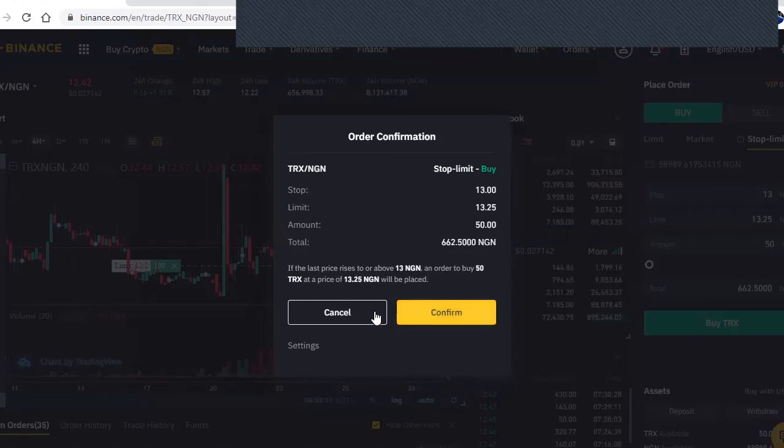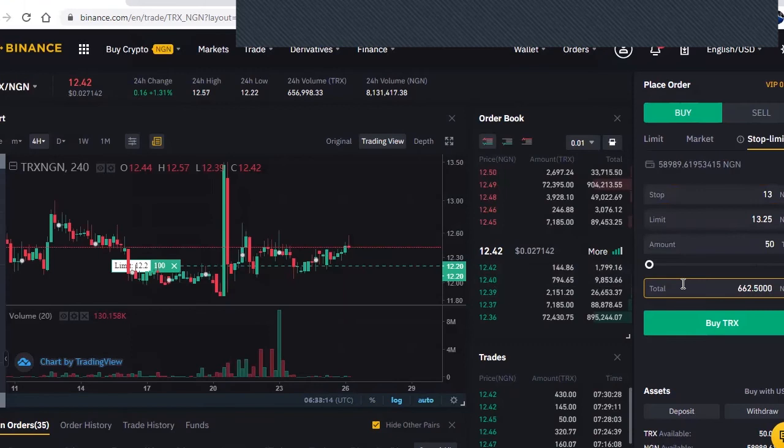I click confirm. Okay, now that's being smart, because I want to be ahead so I can quickly buy, since I've done my calculation. I see that the market is going up and maybe I'm not on my system. So I can easily buy. All right.